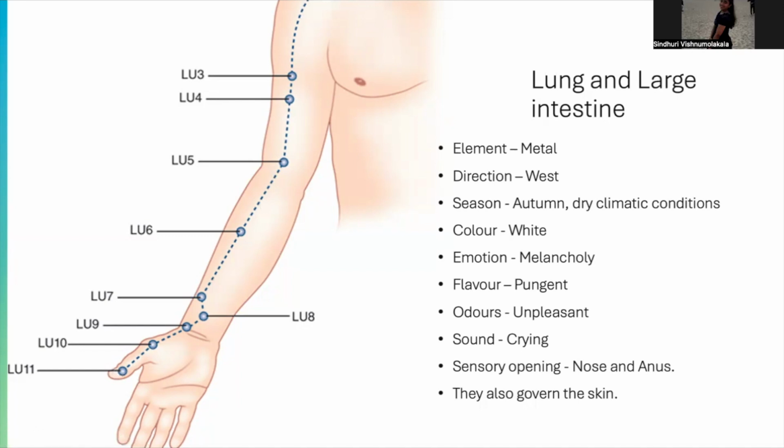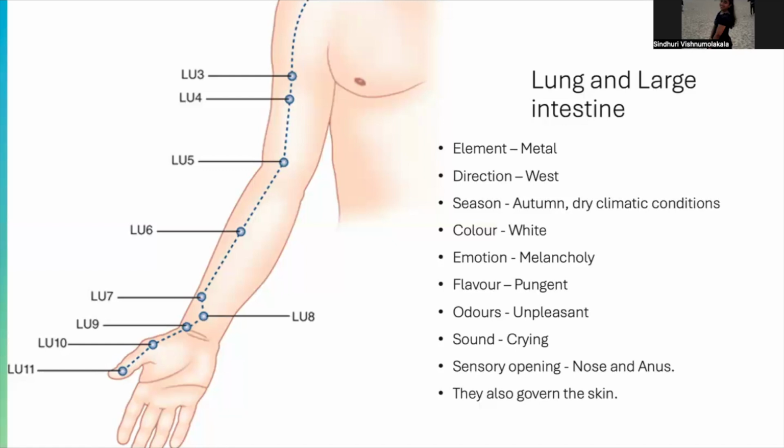So both lung and large intestine come under the element metal. The direction is west. They relate to the season autumn or dry climatic conditions. And they relate to the color white, the emotion melancholy, which is when you're sad for unknown reasons, the flavor pungent, unpleasant odors, crying sound, and both lung and large intestine open to the nose and anus respectively.